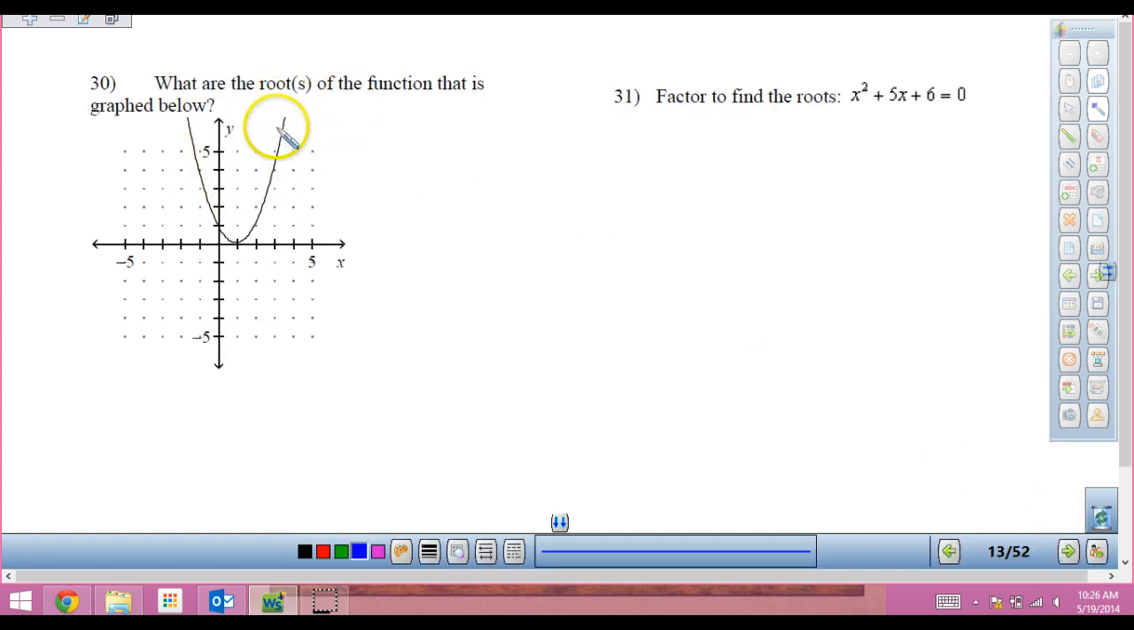Okay, roots. Now we're talking chapter 9 is where we get into this. So I'm talking roots here on number 30. My roots are where it crosses the x-axis. Right here we've got where it crosses our x-axis, so there's only going to be one root. In this case it's going to be over 1, so we've got 1 comma 0. Our root in this one is going to be 1, 0. Okay.